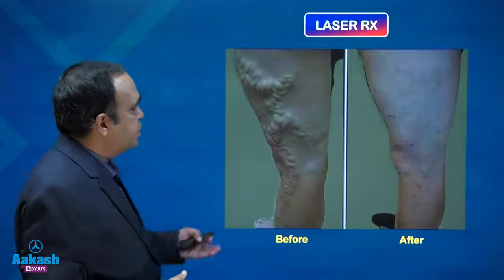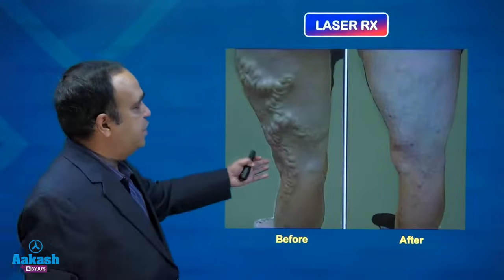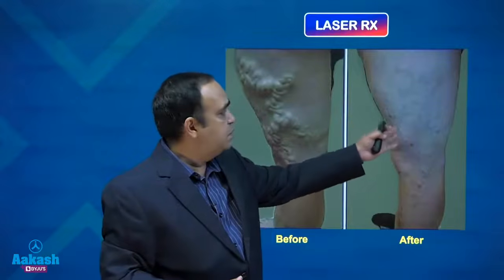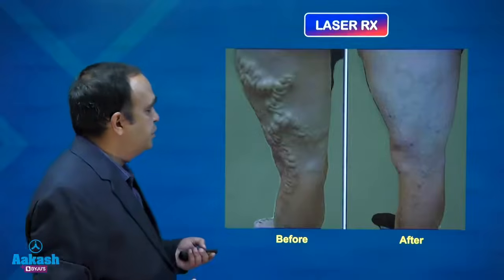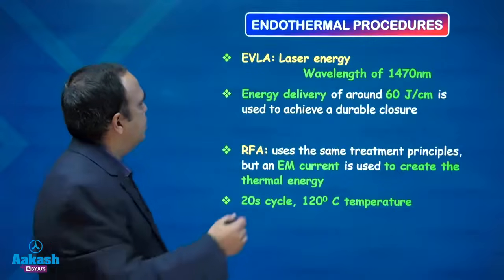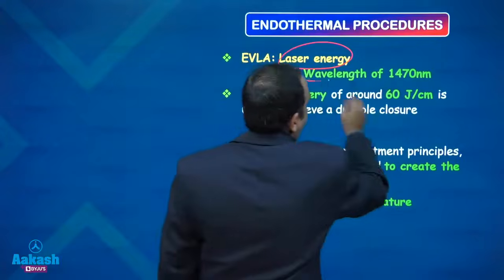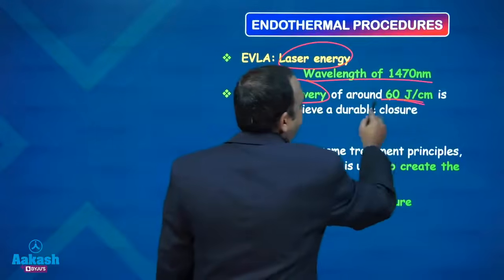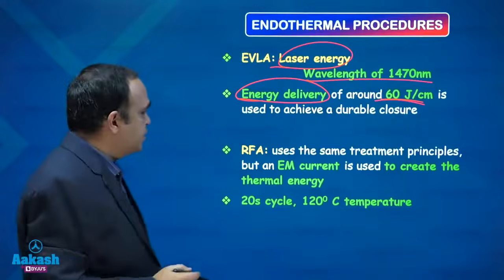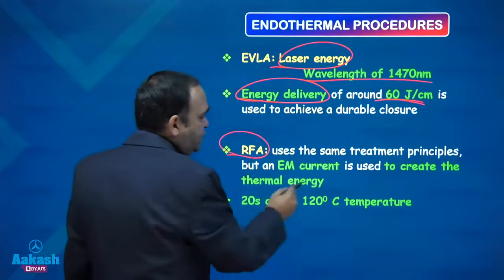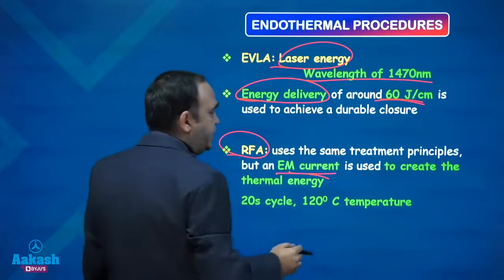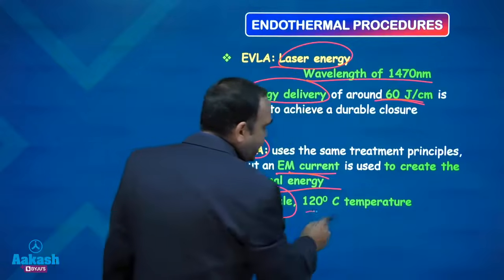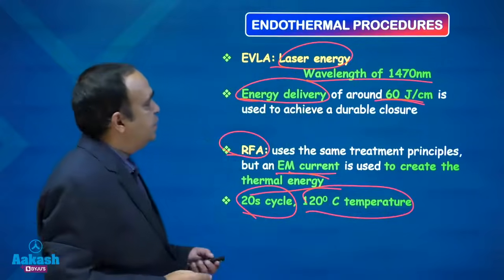This is the real picture. You can see before laser treatment and the result after laser treatment. It's almost 100% improvement. Now just 2-3 things about laser energy. The wavelength used is 1470 nanometer, and it delivers energy at the rate of 60 joules per centimeter. Radio frequency ablation uses electromagnetic current to generate thermal energy, 20-second cycles, 120-degree temperature.